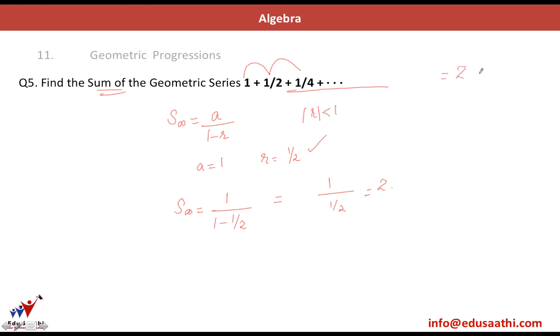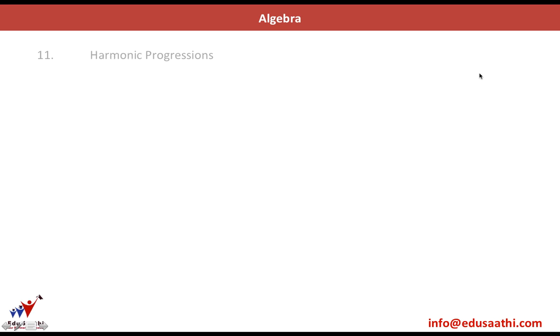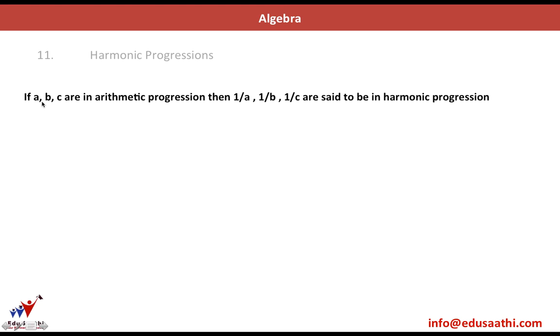I can do this because the terms that will be forming will be very, very small and will not contribute to the sum that much. Let's look at the case of harmonic progressions now. If A, B, C are in AP, if the terms are in AP, I hope you remember what an AP is. It's a constant difference thing.